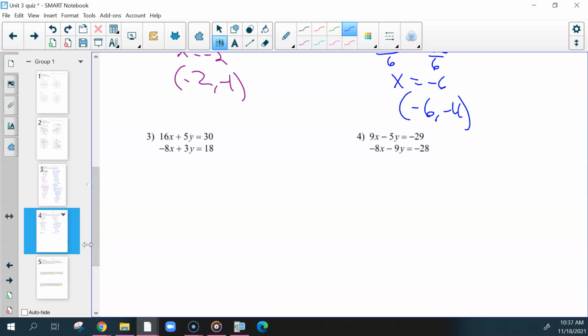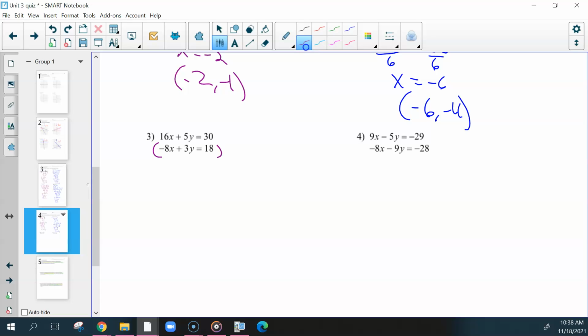For number 3, neither of these coefficients are the same, so you need to change them. There were various ways to do that. Change both x's so that they were 16, or change them to something else. Change both the y's so that they were both 15 or something else. Many of you did the y's, but some of you did other. It really doesn't matter. So here, actually I'm just going to do this one.